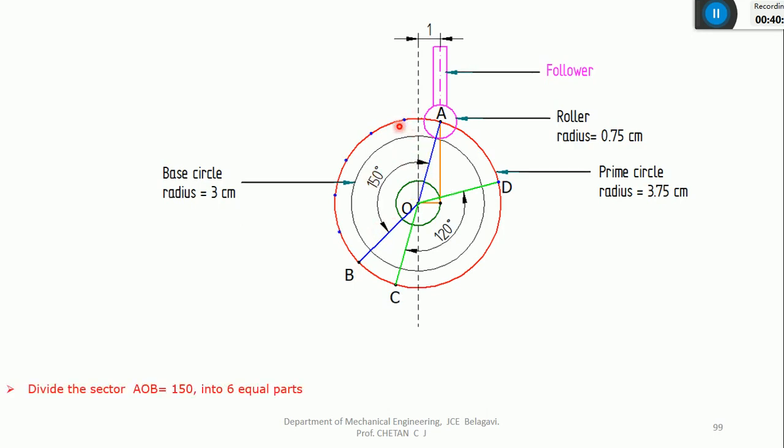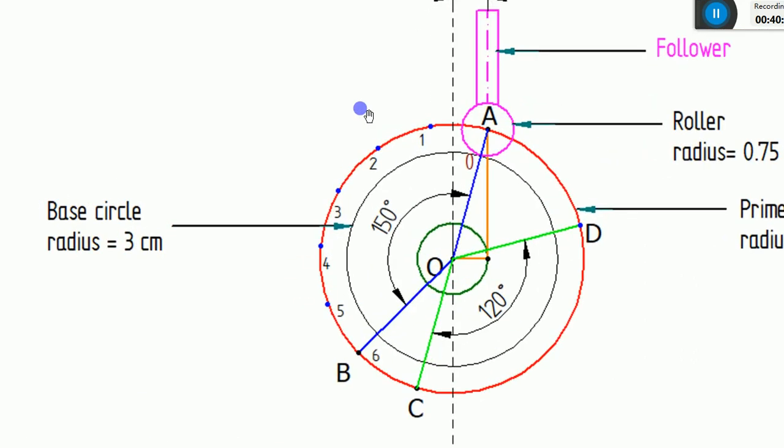You can see the blue color points. You have to indicate on the prime circle only, not the base circle. And just give the number, that is 0, 1, 2, 3, 4, 5, 6. You can indicate 0 here also, no problem. If you want, you can zoom this area for your convenience. So you can see 1, 2, 3, 4, 5, 6 are with respect to the prime circle only. If you want, you can indicate this O here itself.